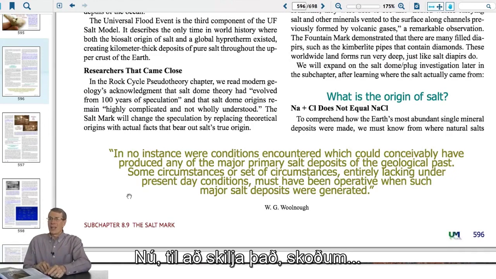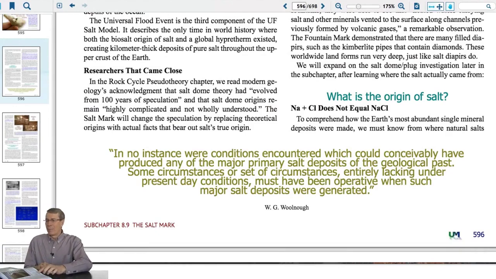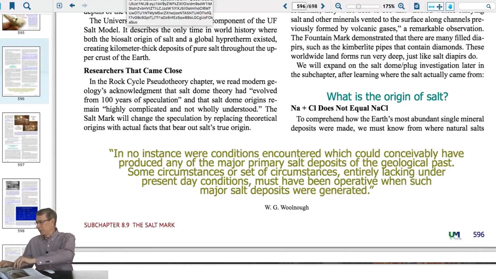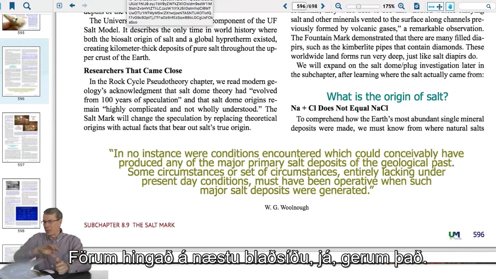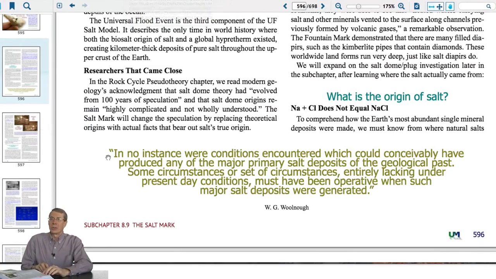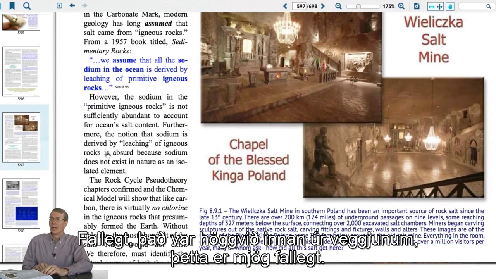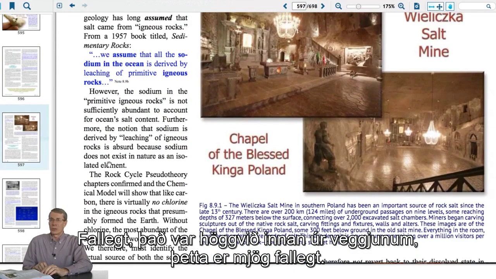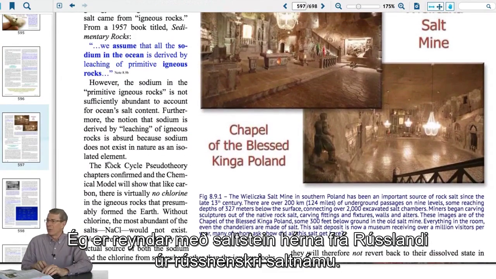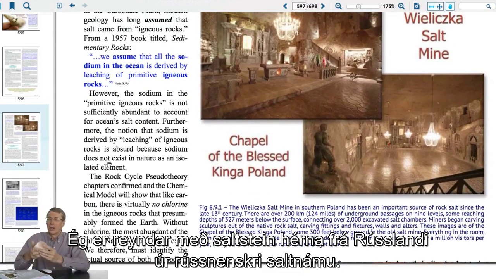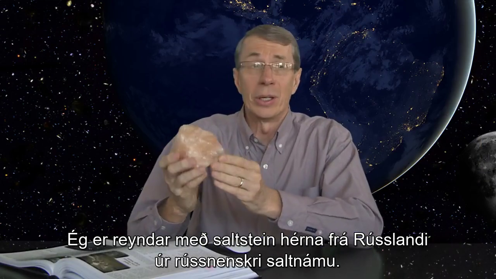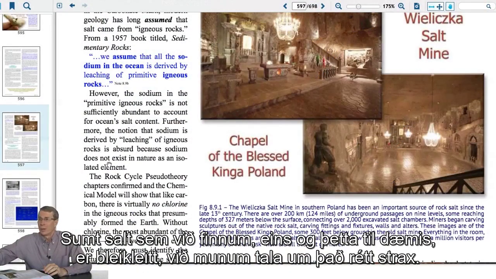Well, to understand that, let's look at, we're going to go here to the next page. Yes, let's do that. So we're going to go down here and look at a salt mine in Poland. Beautiful. They carved all the inside out there. It's really pretty. Matter of fact, I have a piece of salt here from Russia. This is a Russian salt mine. And that one had a little pinkish color in it. We're going to talk about that here in just a second.